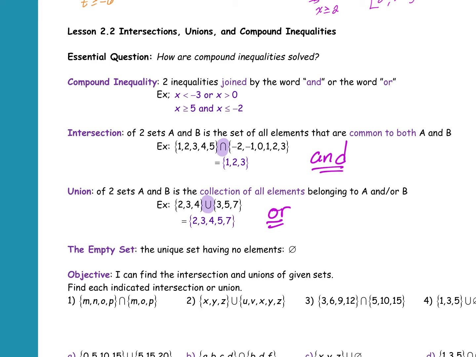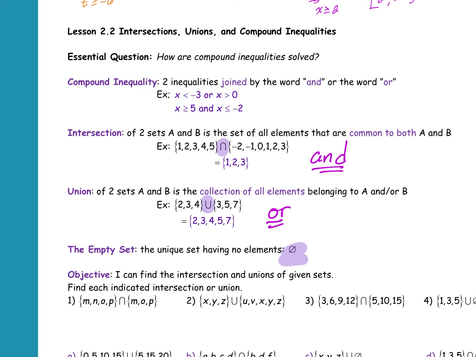Okay. And then the last definition is the empty set. It's a set that doesn't have anything in it, and it's just a 0 with a slash through it, right here, empty set. Okay, are there any questions so far on definitions?